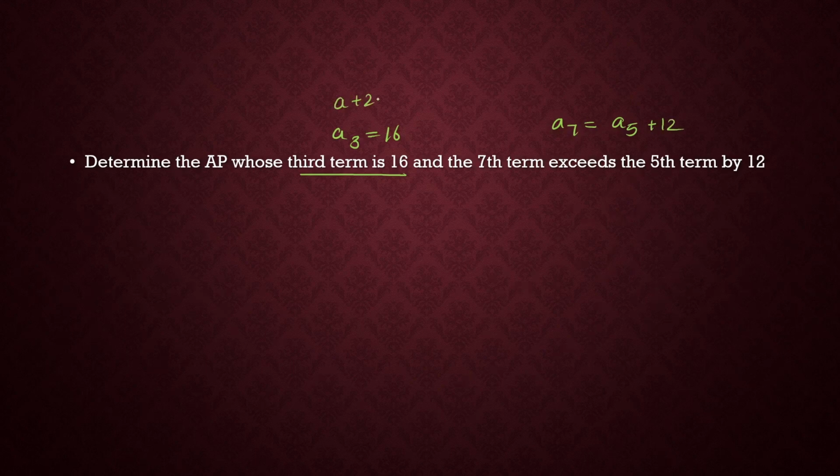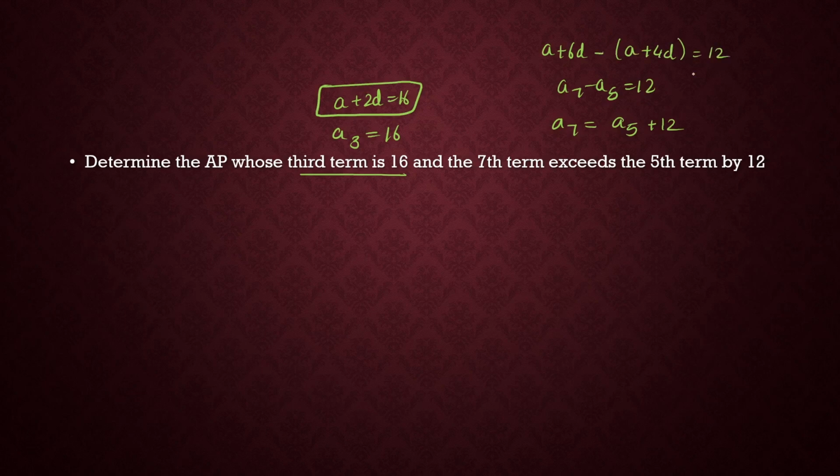So here a plus 2d is equal to 16. This is your first equation. And I can write a7 minus a5 is equal to 12. So a7 is nothing but a plus 6d, and a5 is nothing but a plus 4d, and the difference is equal to 12. So this equation becomes a minus a is 0, 6d minus 4d is 2d is equal to 12. So the value of the common difference becomes equal to 6.